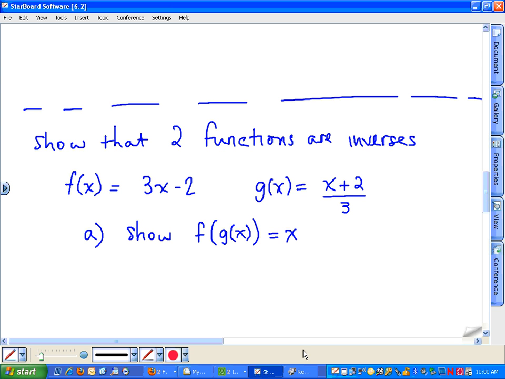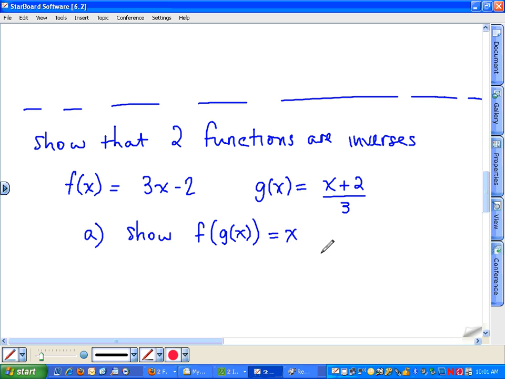So to show the two functions are inverses of each other, here's what you do. You have to take one of the functions and plug it completely inside. We did this on 6.1, right? What is this called? Starts with the C. Composition. There you go. If you take the composition of the two functions, everything should cancel out except for an x. That's what should happen.